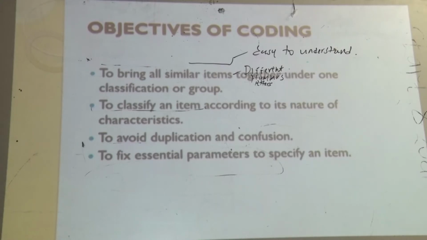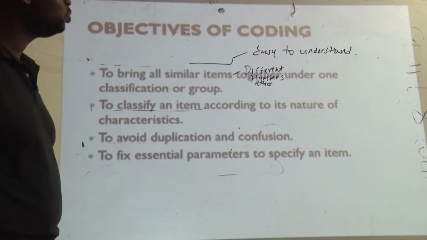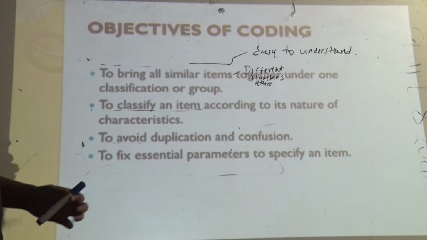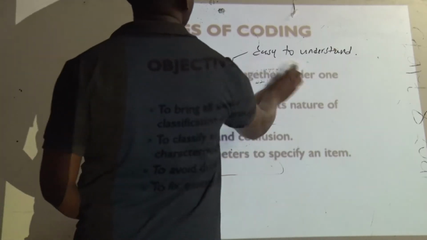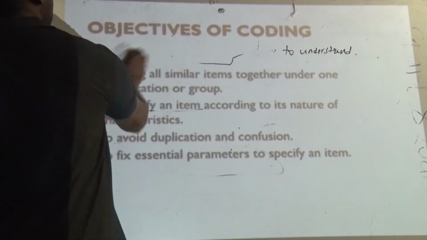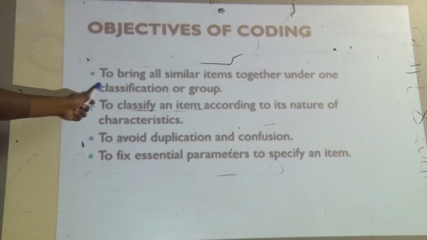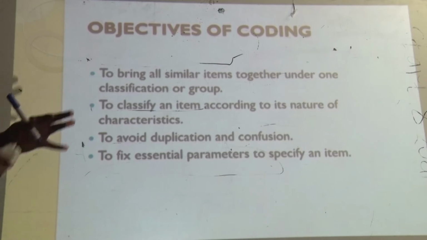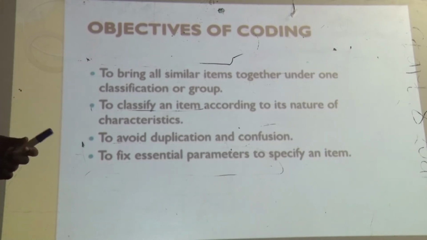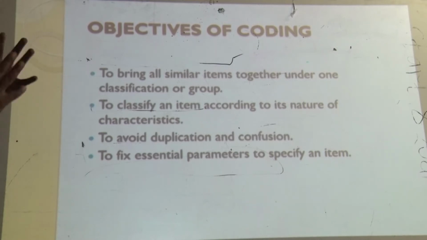So coding is very key in any organization. Therefore, one of the objectives of coding is to bring all similar items together under one classification or group. So coding allows you to bring similar items together under one classification. If there are food items, are you able to classify the food items as a group? Are you able to classify the non-food items as a group?